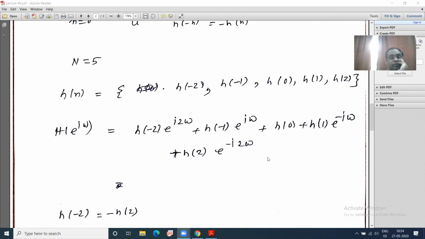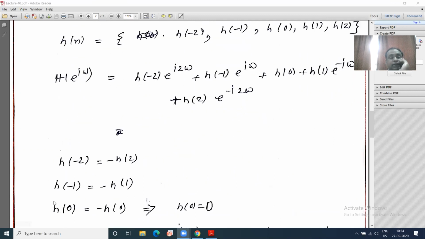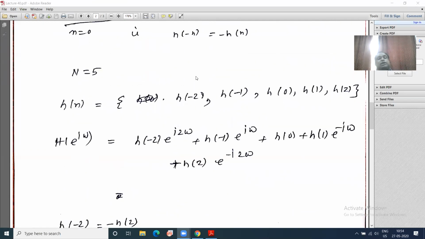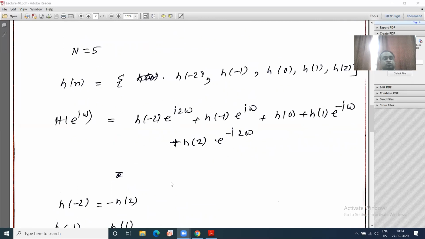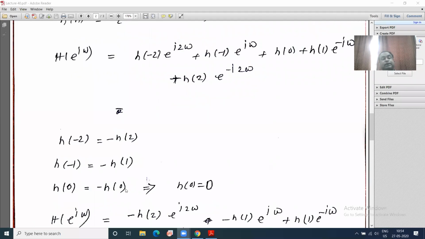Now h of -2, with respect to this condition, is equal to minus of h2. H of -2 equal to minus of h2. All right, not an issue. H of -1 equal to minus of h1. Now h of 0 equal to minus of h0, which means h0 equal to 0. That is again something I have discussed in the previous case. If x equal to minus x, then x has to be 0.